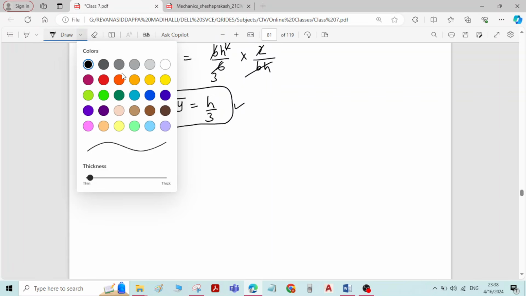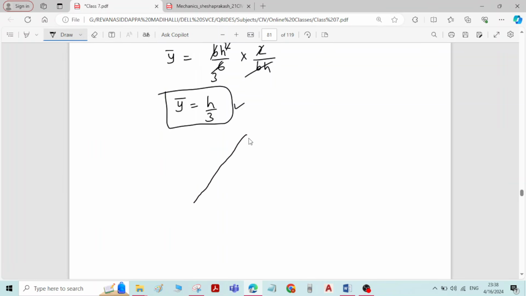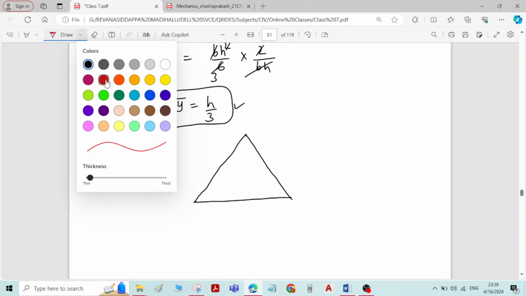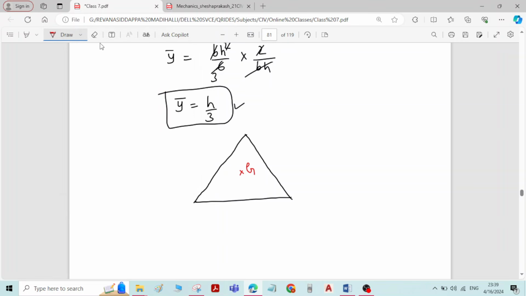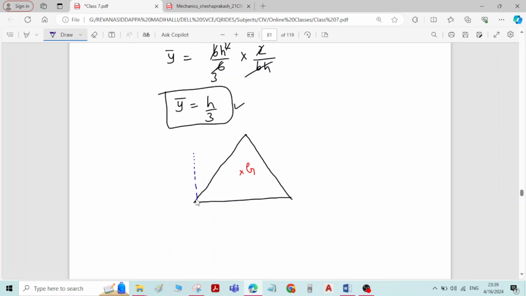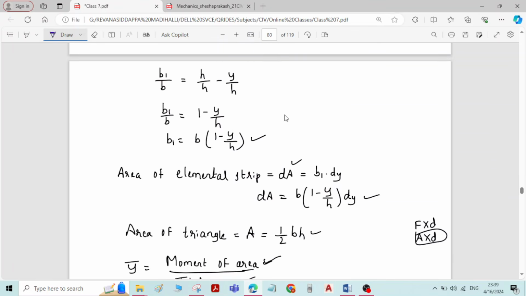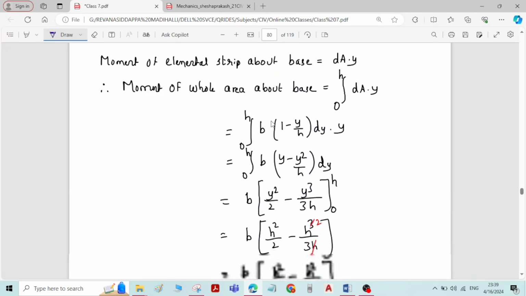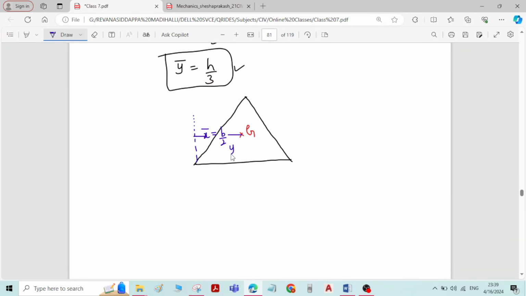Therefore, finally, for a triangle, x bar is equal to b by 2. So here we have written the distance of centroid from the reference y axis, and y bar is equal to h by 3 from the base, and it is 2h by 3 from the apex.